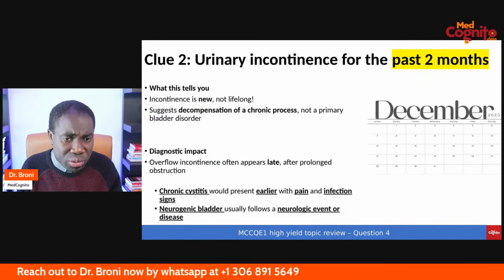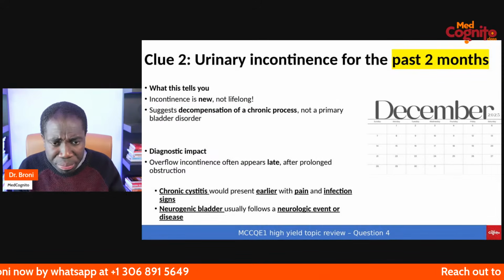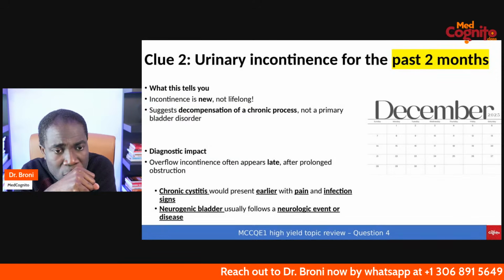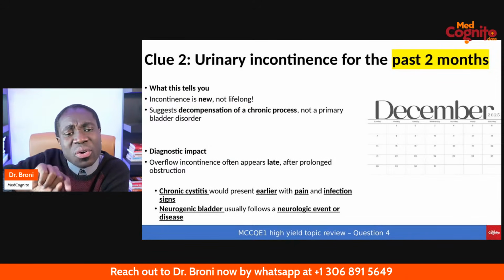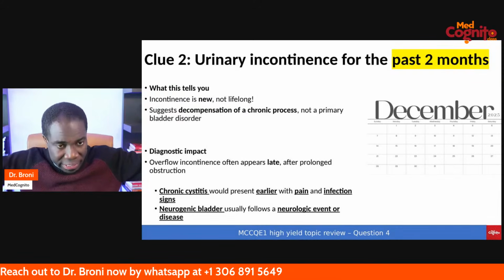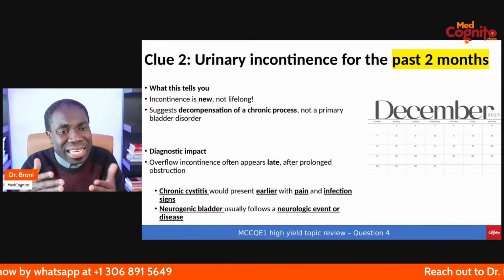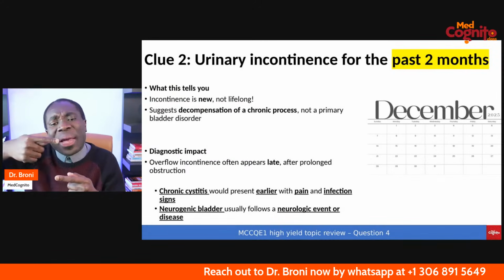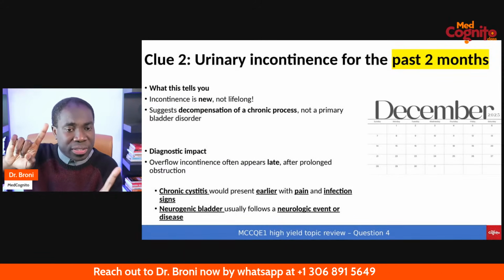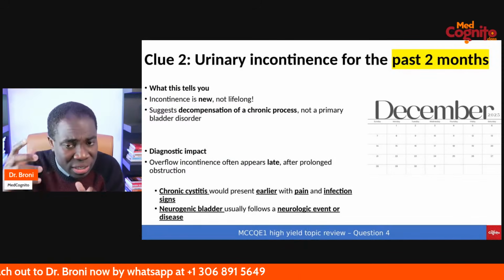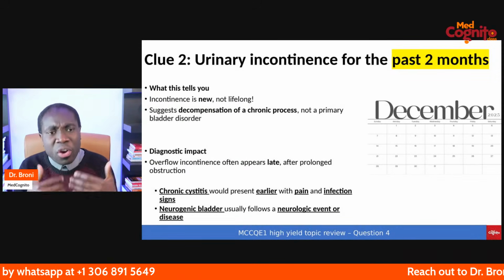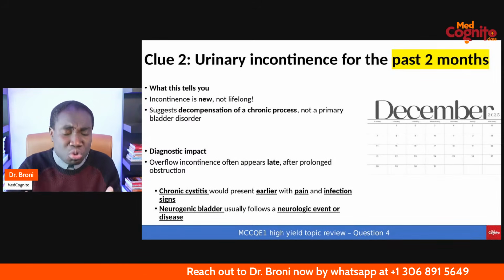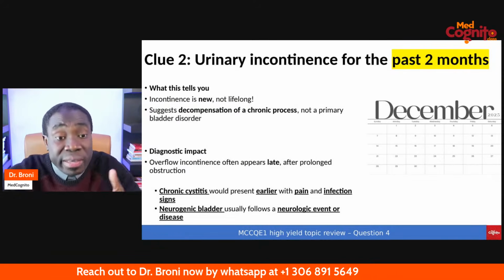Number two, the second clue is that this patient's urinary incontinence has been there for 2 months. What does this tell you? It tells you that the incontinence is new. It is not a lifelong thing, right? It is new. It is not a lifelong thing. And it also suggests that there's decompensation of a chronic process, not a primary bladder disorder. So it looks like this has been going on for a long time, and now the body is not able to handle it anymore. And for the past 2 months, it looks like an acute on chronic thing.